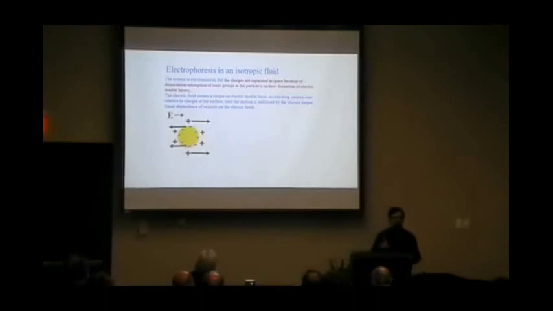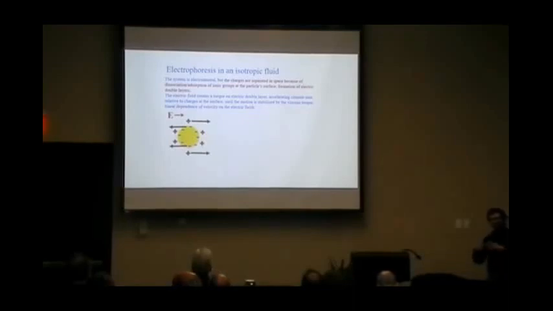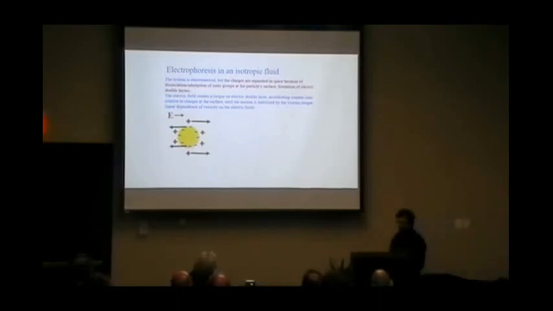So I will remind you what is the electrophoretic phenomenon in the case of isotropic fluids. So when you put something like a glass sphere in water, then what happens is that the surface charges dissociate and create electric double layer. And when you apply electric field, this electric field acts on the positive and negative parts of the electric double layer and creates kind of a torque.